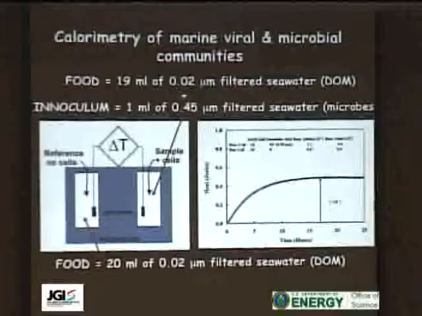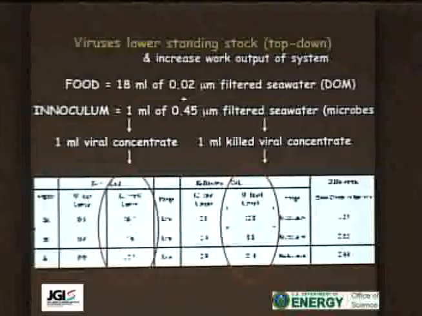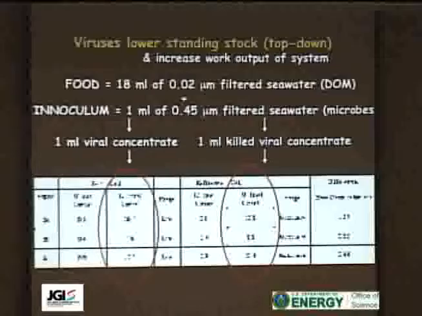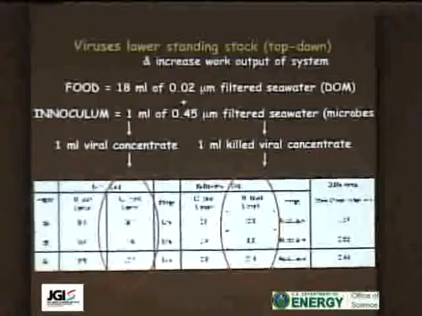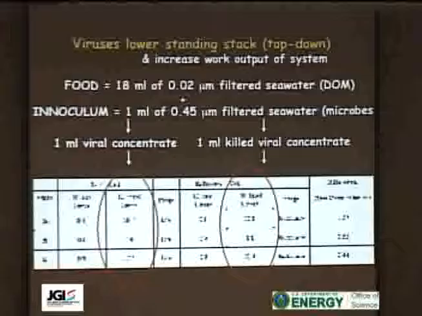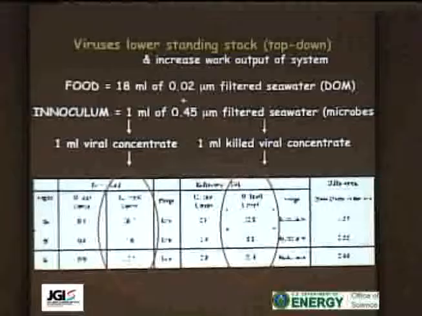We're going to modify this experiment. Now we're going to have the food, okay? We're going to have that inoculum that has some of the bacteria. And then to one side, we're going to add the viral concentrate. And to the other side, we're going to take a killed viral concentrate. And then over time, we're going to follow the temperature, and we're going to follow the numbers of microbes and viruses there.